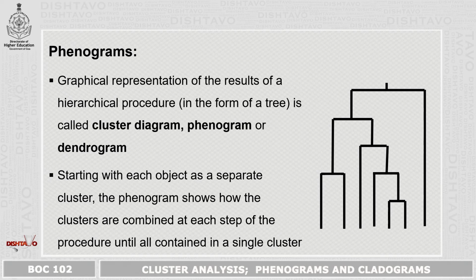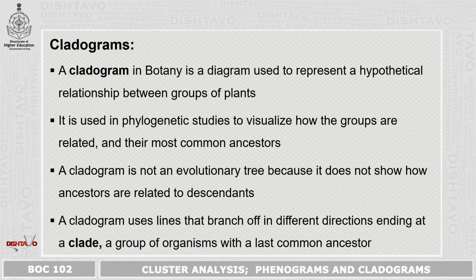You can see in this diagram, first there will be a pair of operational taxonomic units which have maximum similarity. They will be brought together. Then the next taxonomic unit will be added which is very closely related to this. Like that they will go on finding from the most similar to the dissimilar, and ultimately you will find such a tree-like diagram, that is called phenogram.